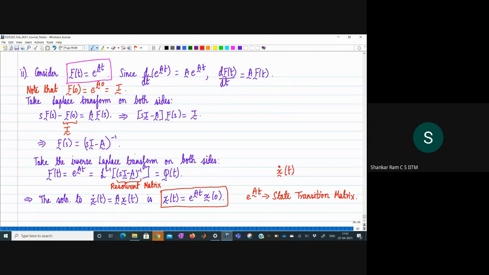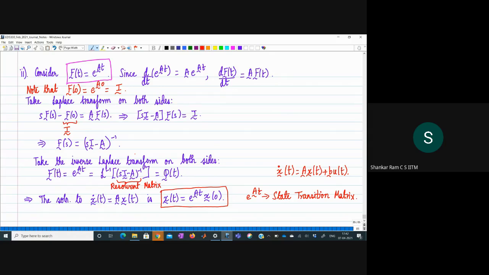right? x dot t equals Ax(t) plus Bu. Of course, we have not considered Bu yet. We will consider it shortly. But if we consider x dot equals Ax(t), which is the homogeneous part, we immediately observe that the solution is essentially x of t equals e power At x0.